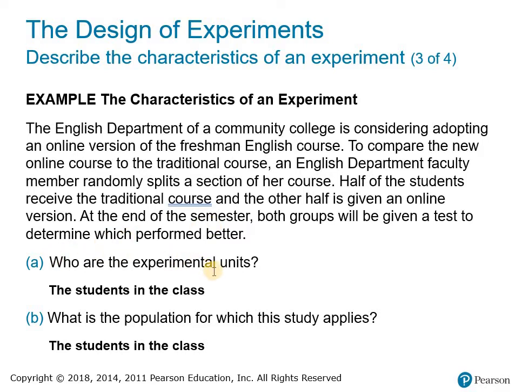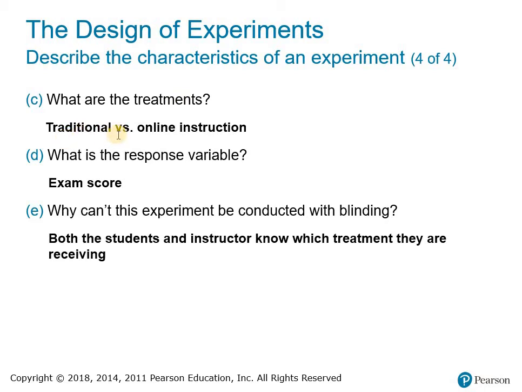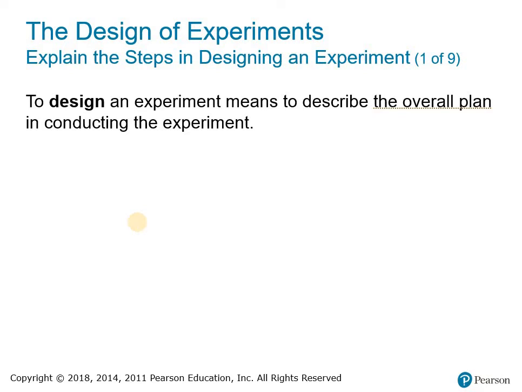So in this case, the experimental units in this experiment are going to be the students in the class. The population for which the study applies is the students in the class. The treatment here is traditional versus online instruction. The response variable is the exam score. Why can't this experiment be conducted with blinding? Because both the students and the instructor know which treatment they are receiving. You can't hide that. To design an experiment means to describe the overall plan in conducting the experiment.